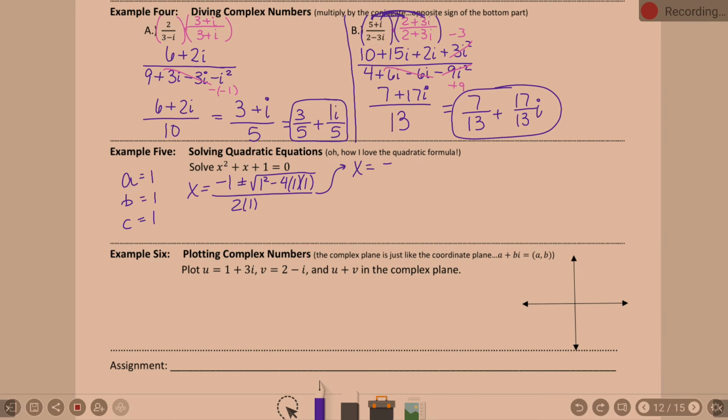Negative 1 plus or minus, what ends up under my square root? Negative 3. Yeah. 1 squared is 1. 4 times 1 times 1 is 4. 1 minus 4 is negative 3. And this is all over 2. Now, we're not going to stop here, though.